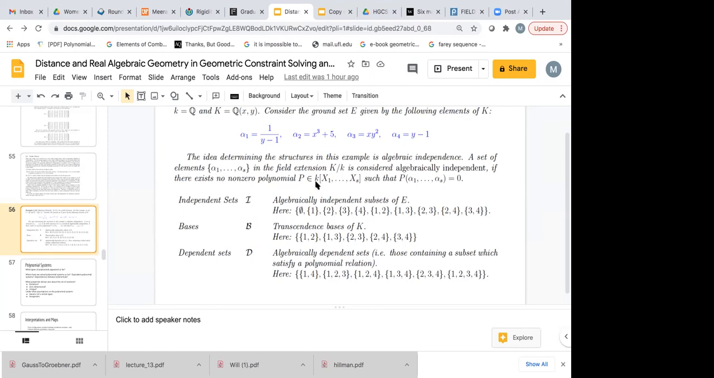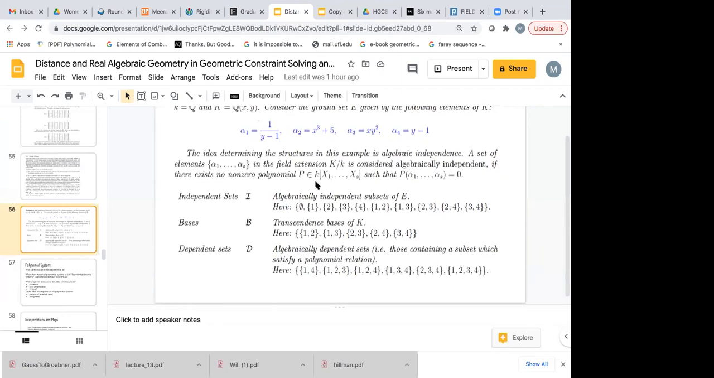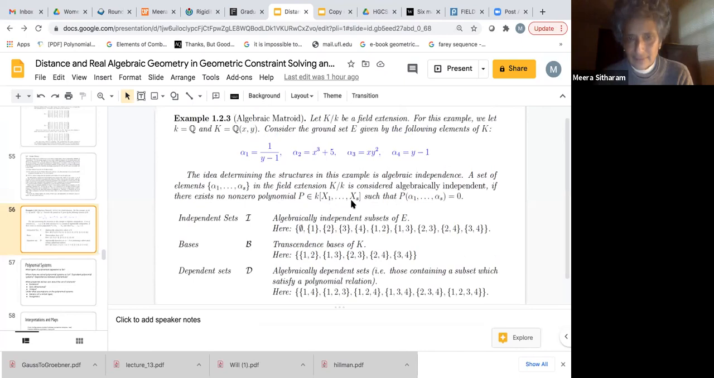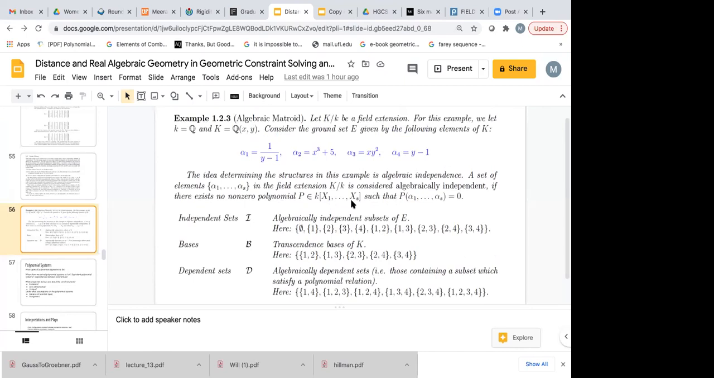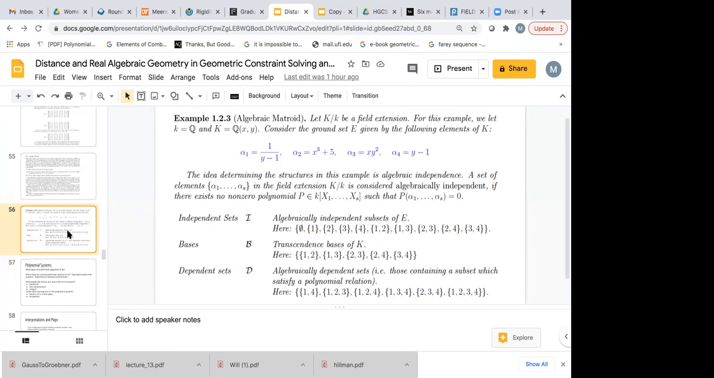Okay. Is E here K extended by A1 through A4, or is it just those 4? Alpha 1 through alpha 4, yes. E is the finite set, yeah? Yeah. Okay. Thank you. Whenever we're talking about matroids, our ground set is always finite, we're never going to look at infinite. Okay, thank you.